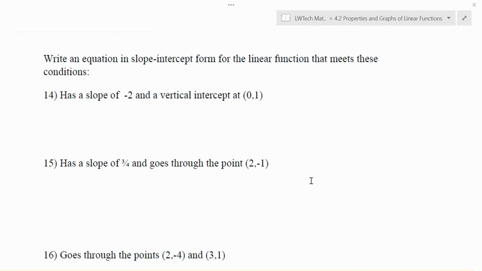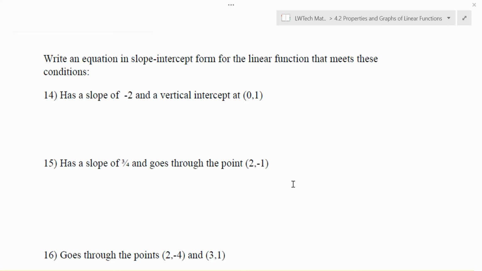In many instances, we would like to talk about a linear function, but we aren't actually given one. And so sometimes it's really, really helpful to be able to come up with an equation that would help describe a particular situation. So in the following problems, what we're going to do is write an equation in slope-intercept form for a linear function that meets the following conditions.